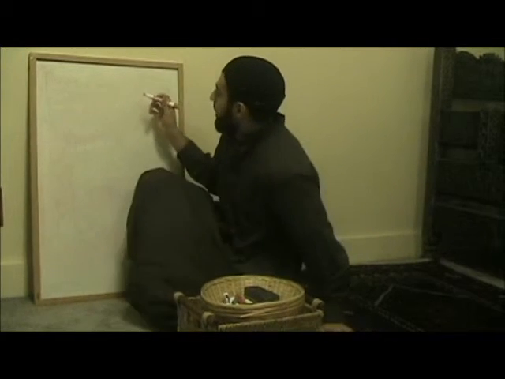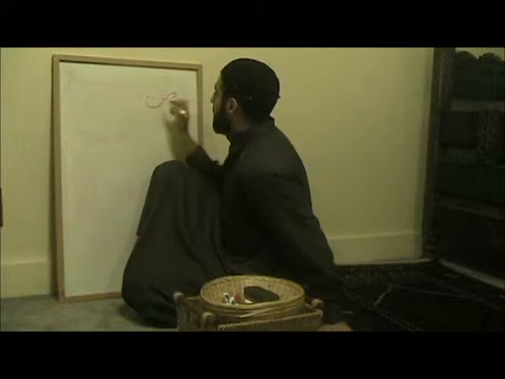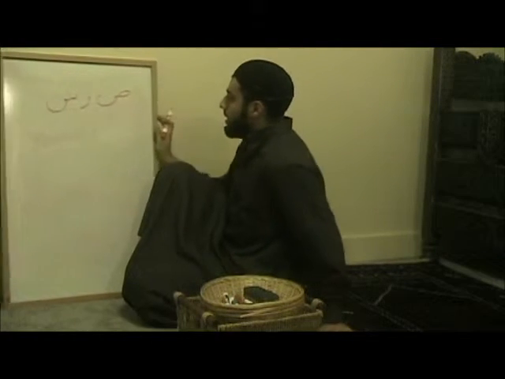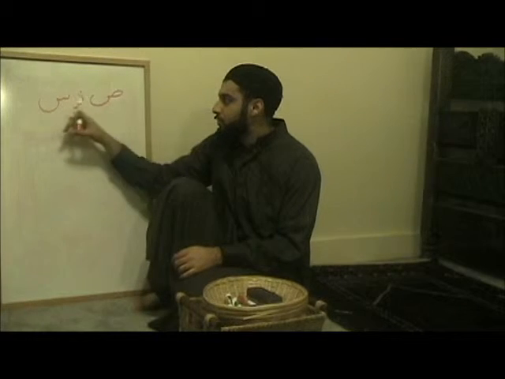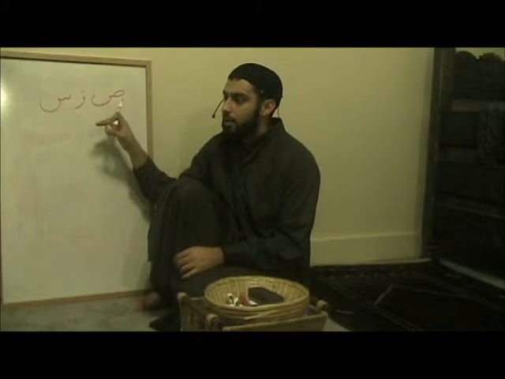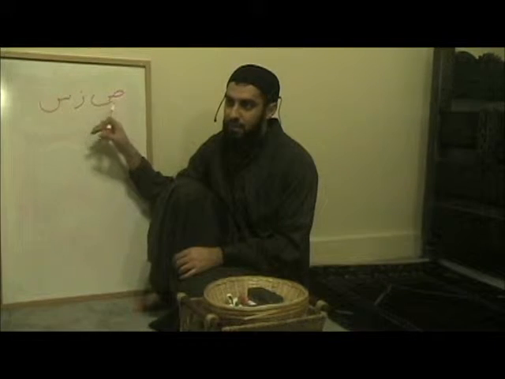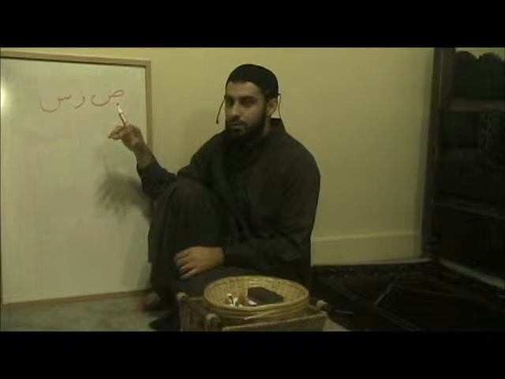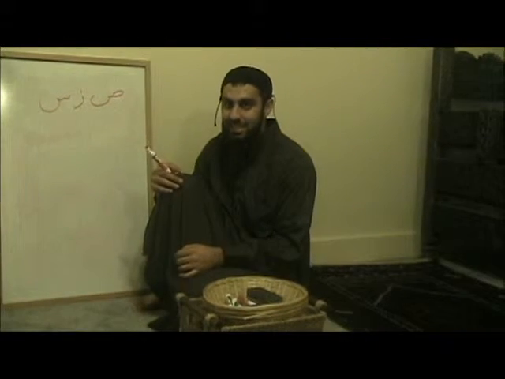And these are going to be 3 letters, which are? Sad. Zay. And seen. Okay? Now, if you look at the qualities page on the characteristics, these 3 letters share a quality. It's safir. Okay? And it's like a whistle. It's a whistle. So you say as, as, and as. Okay?